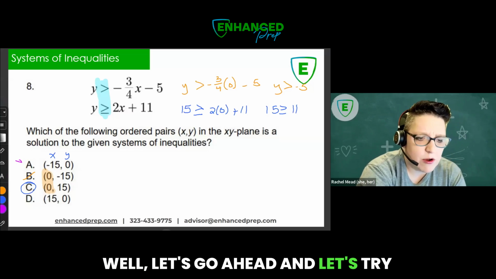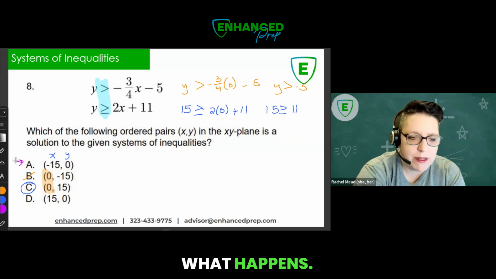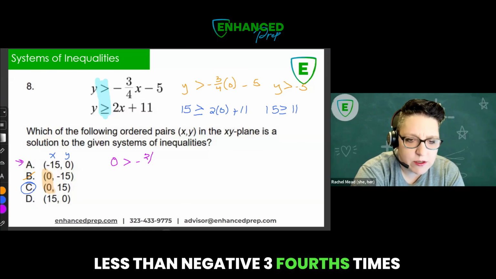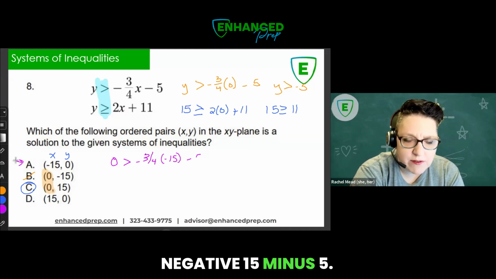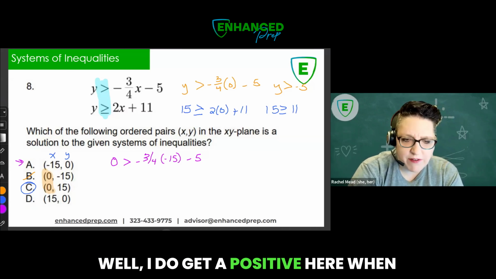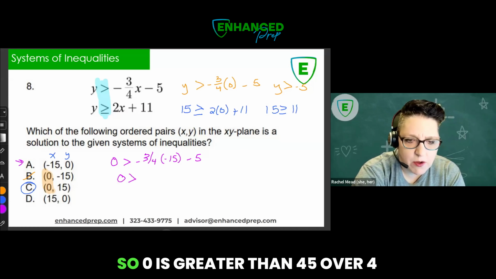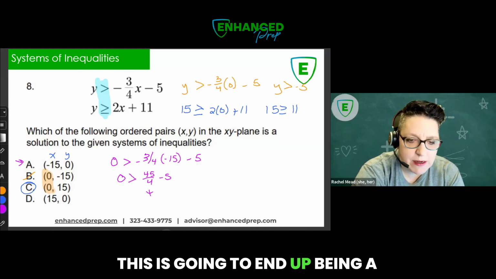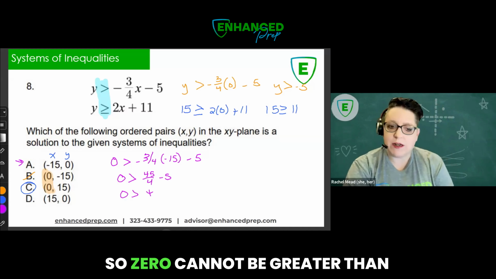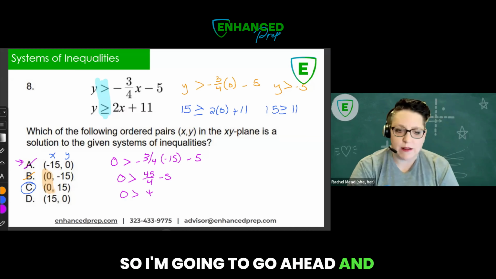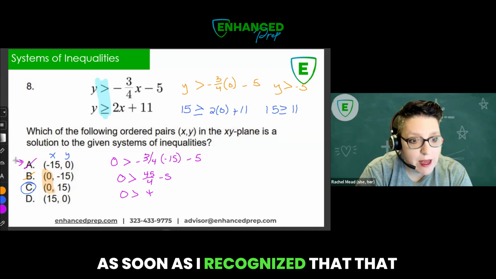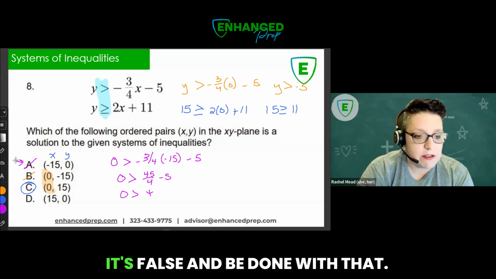Well, let's go ahead and try this first point here and see what happens. So this would tell me that 0 is less than negative 3/4 times negative 15 minus 5. Well, I do get a positive here when I multiply these. So 0 is greater than 45 over 4 minus 5. Look at this. This is going to end up being a positive on this side. So 0 cannot be greater than this, so I'm going to go ahead and eliminate that. Notice I didn't take the time to do all the math there. As soon as I recognized that that was positive, I need to recognize it's false and be done with that.